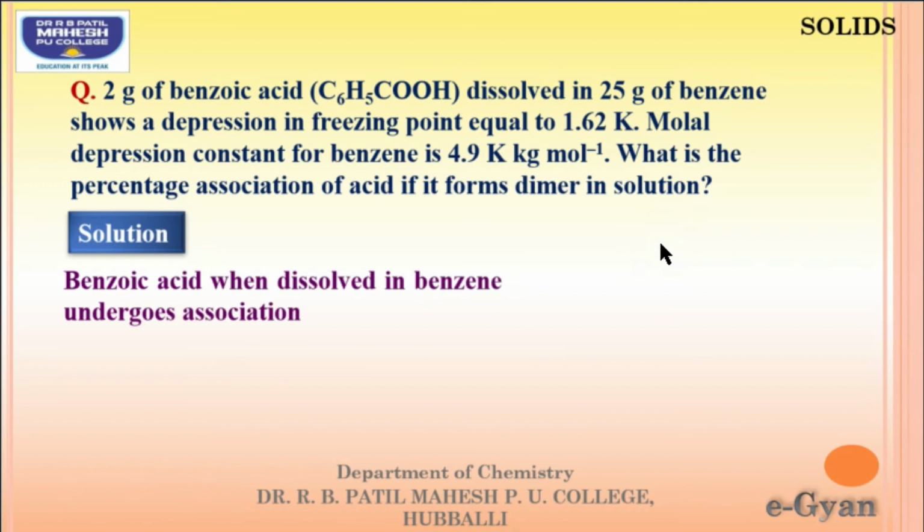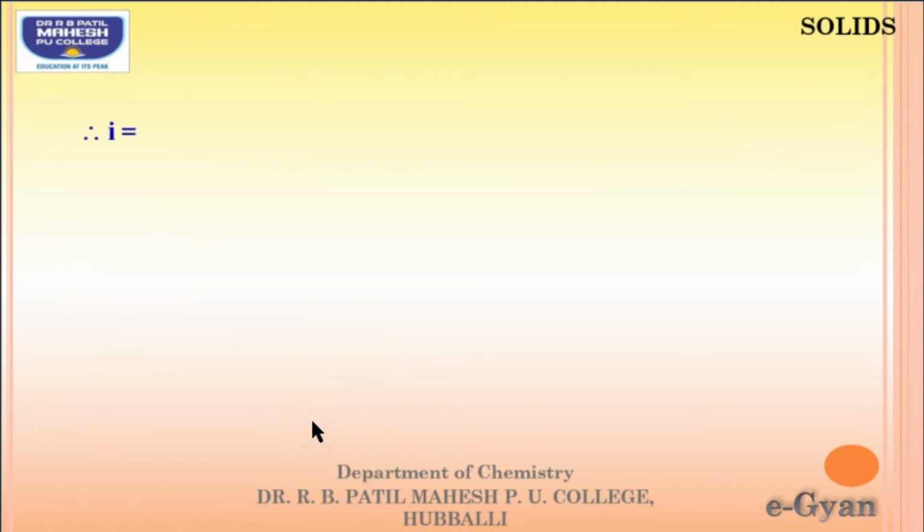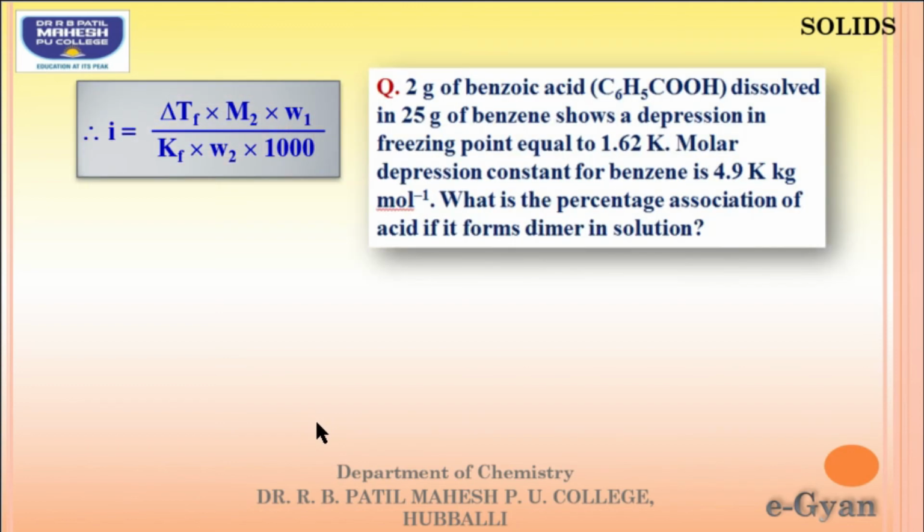Benzoic acid when dissolved in benzene undergoes association. Therefore, the formula for the calculation of delta Tf is: delta Tf is equal to i into Kf into W2 into 1000 divided by M2 into W1. i has to be included because it is undergoing association. If there is no association or dissociation, use the previous equations. Whenever association or dissociation is there, we have to use one more extra term, that is i. Therefore, i is equal to delta Tf into M2 into W1 divided by Kf into W2 into 1000.